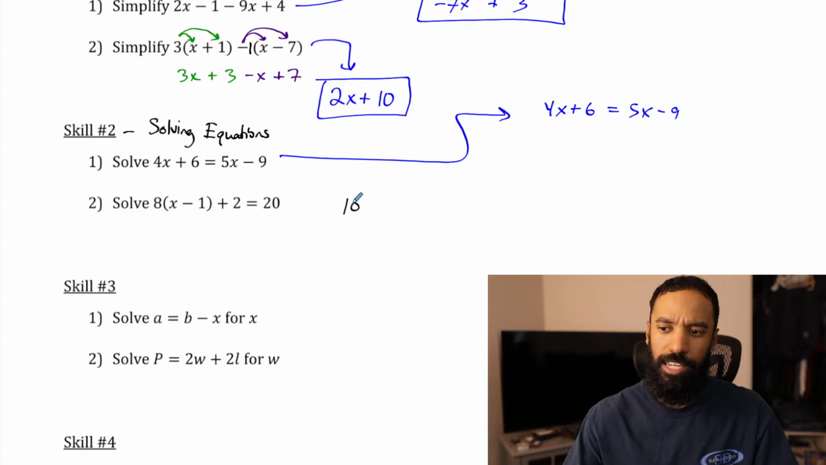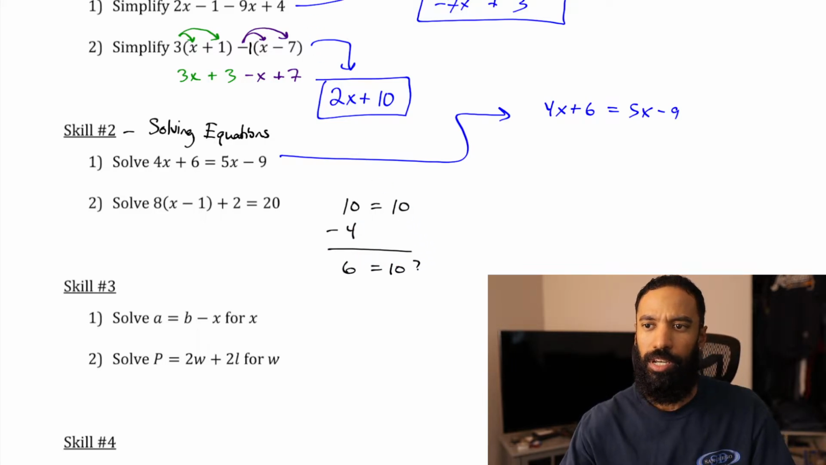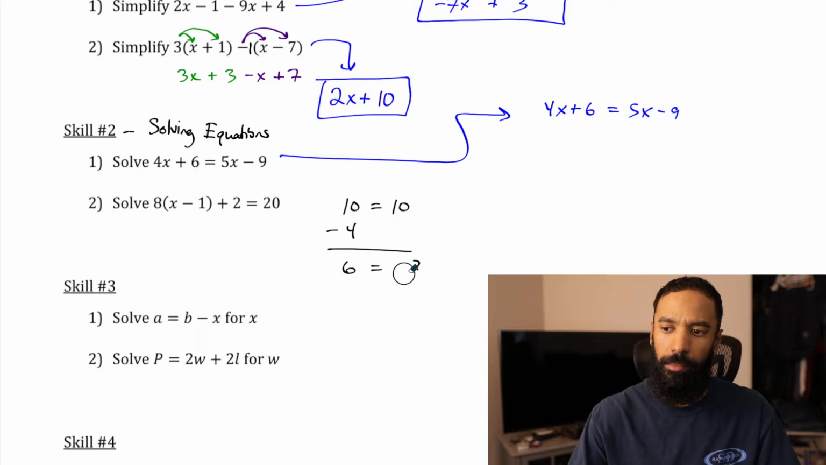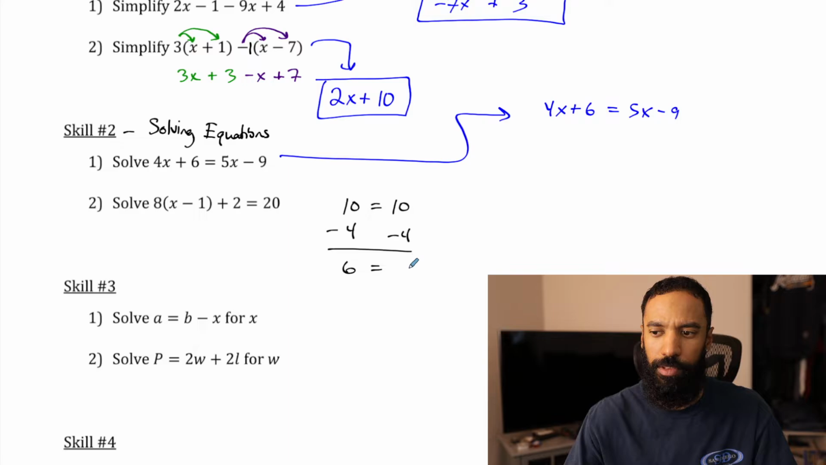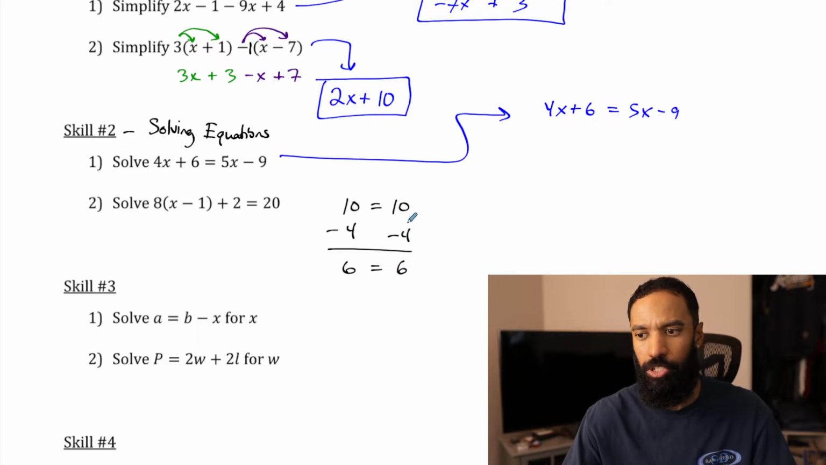Would you agree that 10 equals 10? I would agree that 10 equals 10, right? If I subtract 4 from 10, I get 6. Does 6 equal 10? No, it doesn't. How come those don't equal each other? Because you subtracted 4 from this side, Mr. Robinson. You can't just do that. You subtract 4 from this side, you'll be good. 6 equals 6, right? It still checks out.